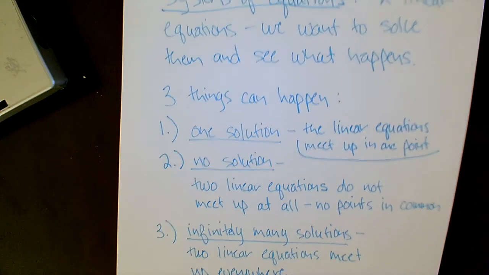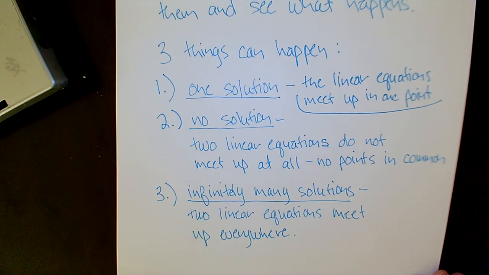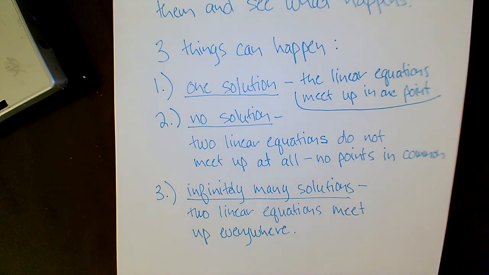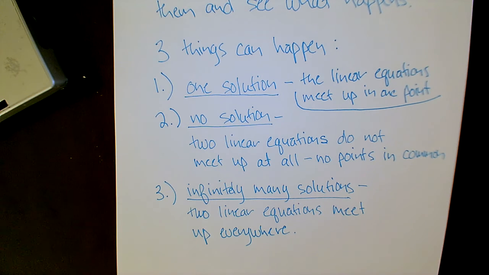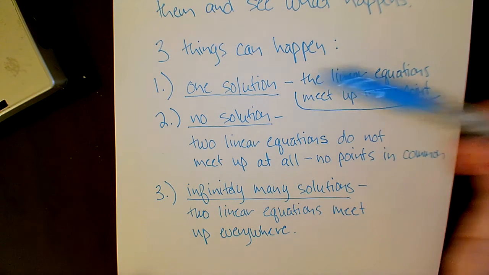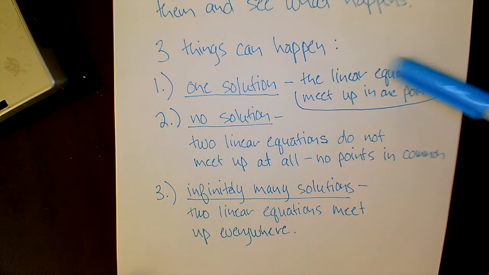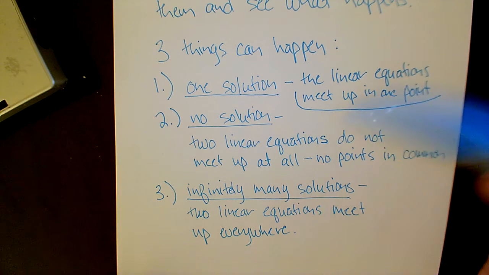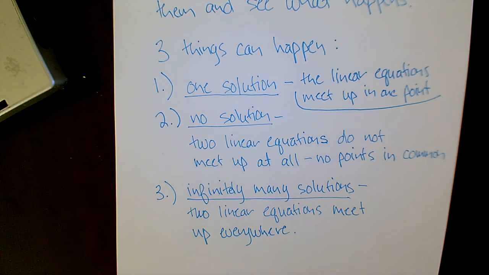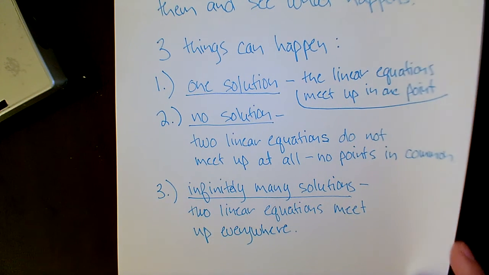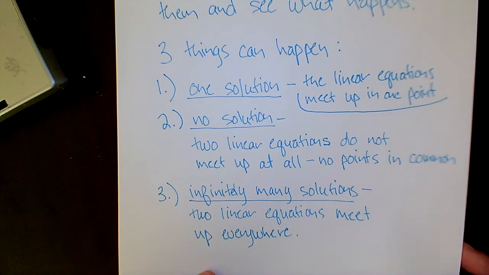And that's what they're going to ask you on the homework. So I'm going to do one of each. I did the homework on Hawks and I picked out three problems. So I'm going to try and make it a little bit easier. But here's what we're looking for. One solution, seeing if they meet up in one point. No solution, they don't meet up anywhere. Or infinitely many, they meet up everywhere. And I'll show you what that looks like. Okay.